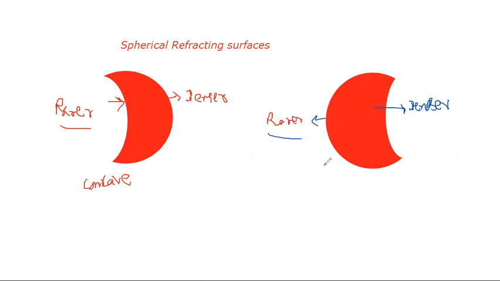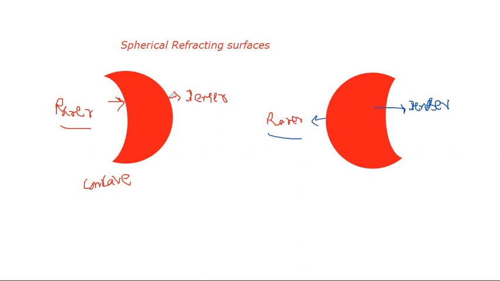We will go into lenses later on. First, we will see what happens in a refracting surface. Now, in a refracting surface, there are two parts, concave and convex. Now, there are some points which you need to remember.